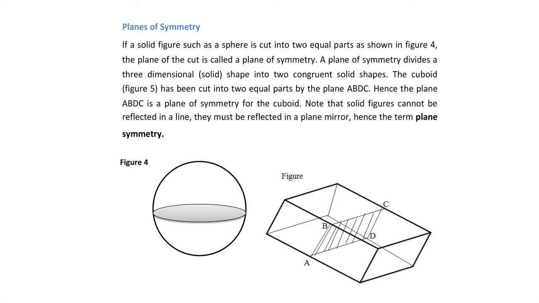Look at the cuboid. The cuboid has also been cut into two equal parts by the plane ABCD. Hence, the plane ABCD is a plane of symmetry for the cuboid. Can you see the plane? It has cut the cuboid into two equal parts. Note that solid figures cannot be reflected in a line. They must be reflected in a plane mirror. Hence, the term plane symmetry.